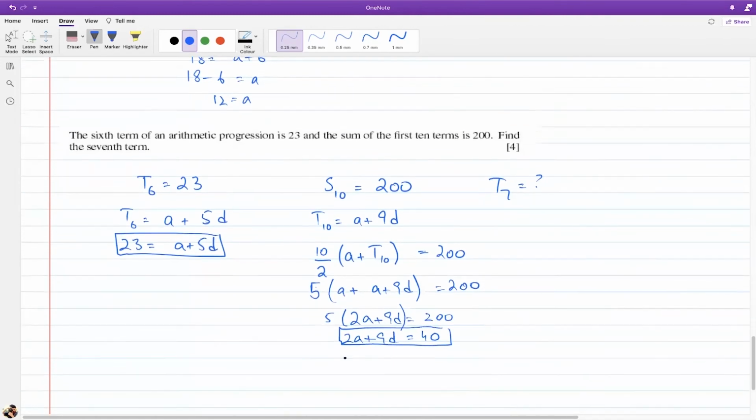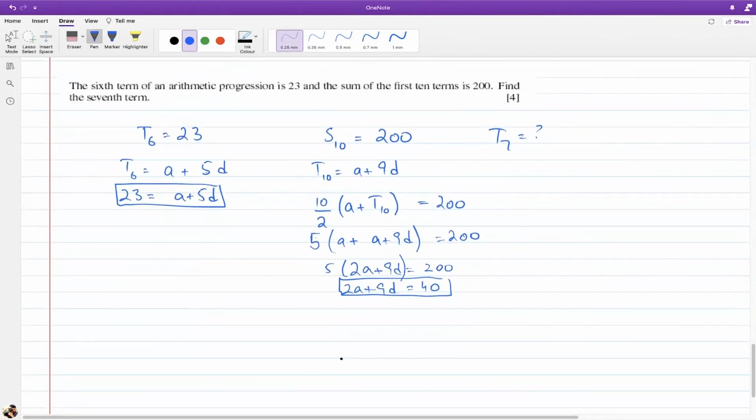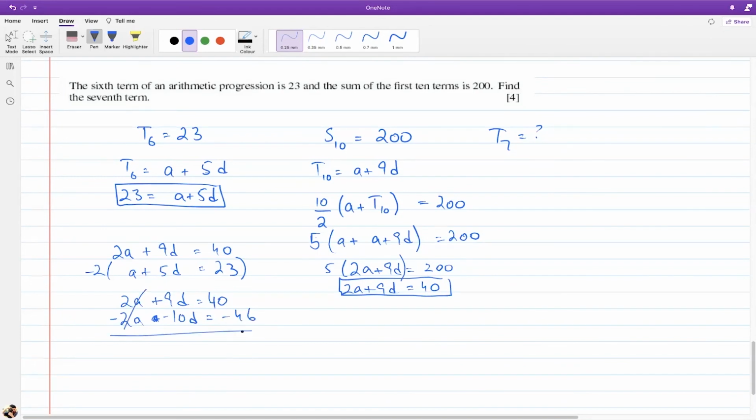So I have two equations here. I will simplify them, simultaneously solve them, and then find T7. Okay, so let me just write them again. So 2a plus 9d equals 40. Okay, I multiply the other equation by 2, and then I subtract the signs. So minus 2 se kar liya. This becomes 2a plus 9d equals 40. And that becomes minus 2a minus 10d equals minus 46. This cancels out. I'm left with minus d is equal to minus 6. So d is equal to 6.